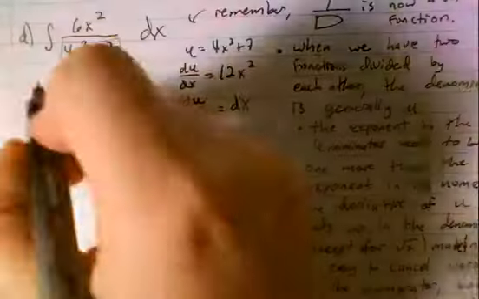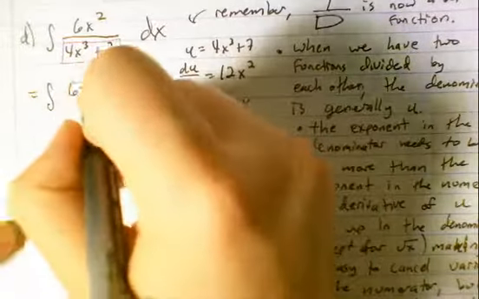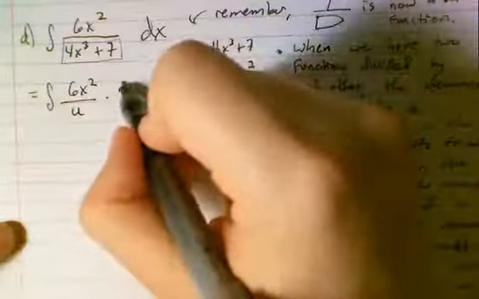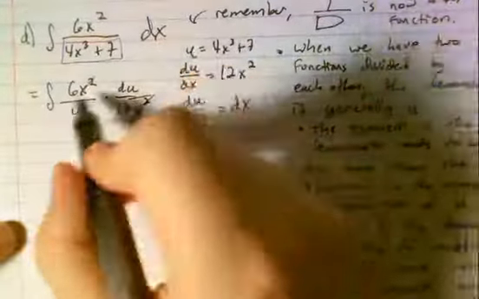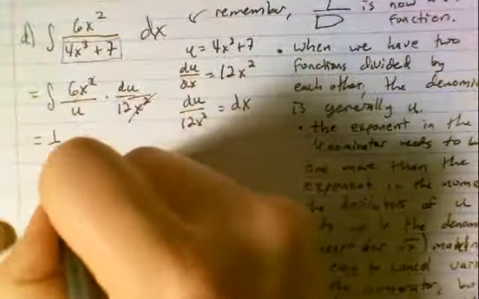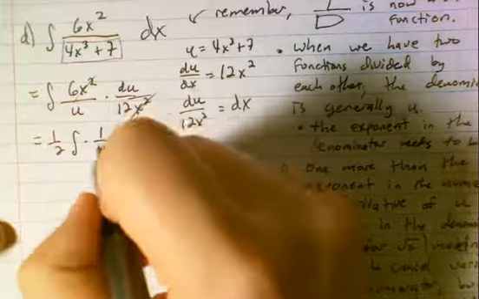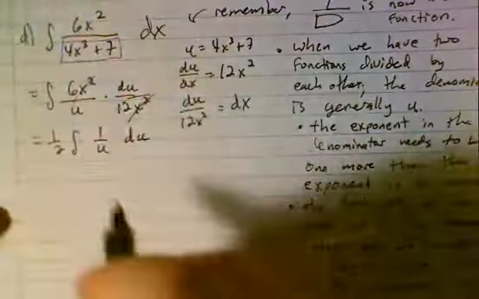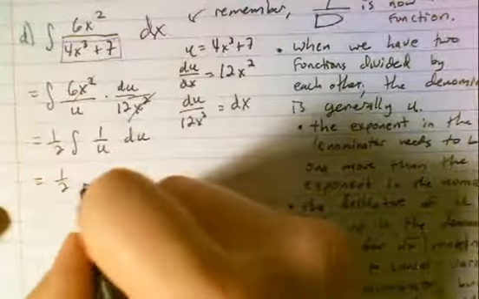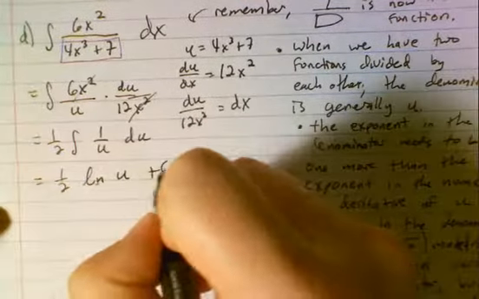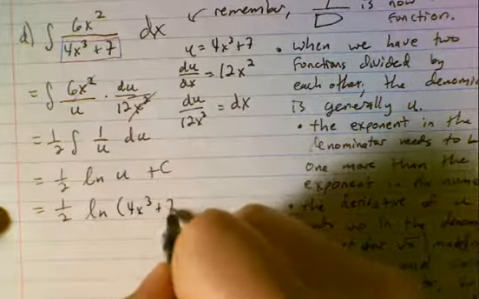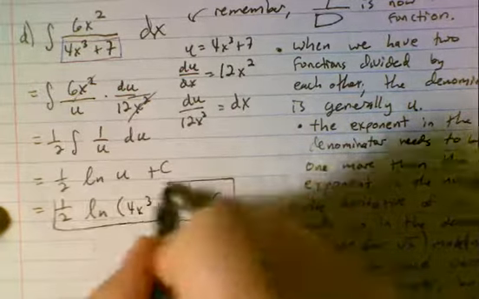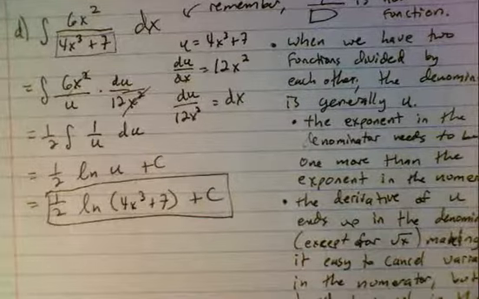So when we come back up here, this is going to be the antiderivative of 6x squared over u times du over 12x squared, so those variables cancel out really nicely. 6 divided by 12 is 1/2. Antiderivative of 1 over u du. This just has to be memorized. It's the natural log of u plus c, which is to say 1/2 natural log of 4x cubed plus 7 plus c. And there we are.